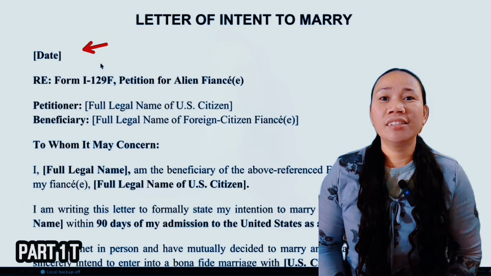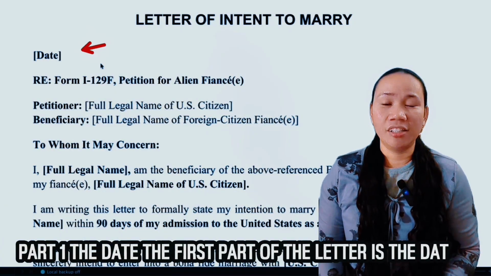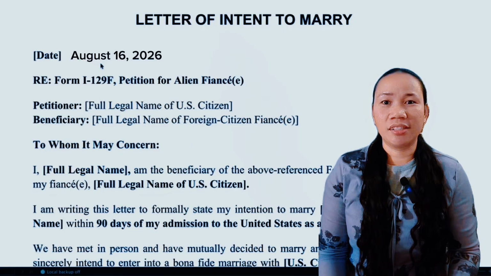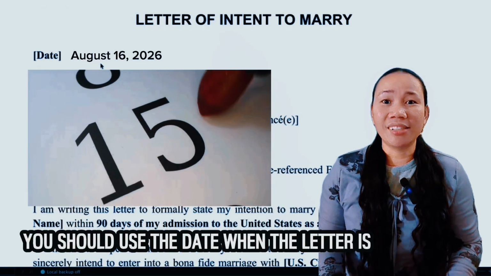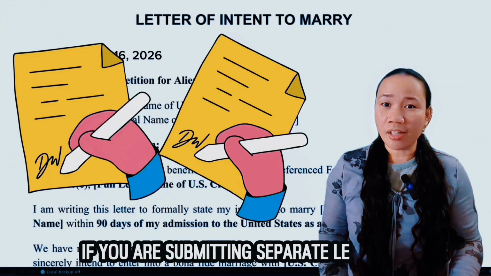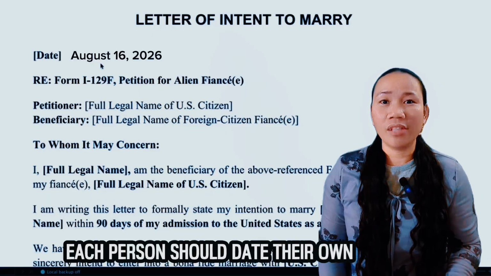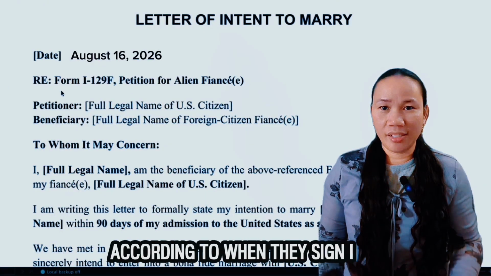Part 1. The date. The first part of the letter is the date. For example, August 16, 2026. You should use the date when the letter is actually signed. If you are submitting separate letters, each person should date their own letter according to when they sign it.